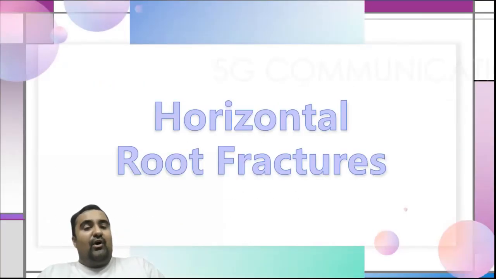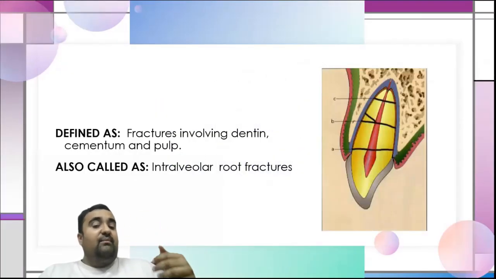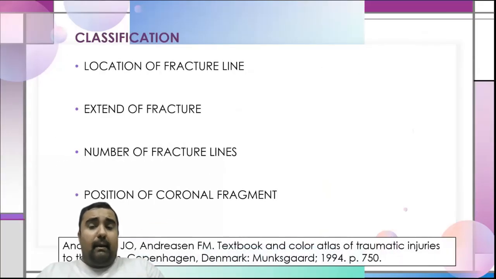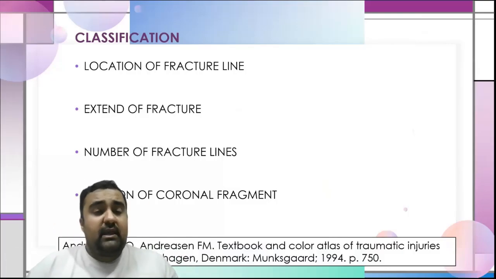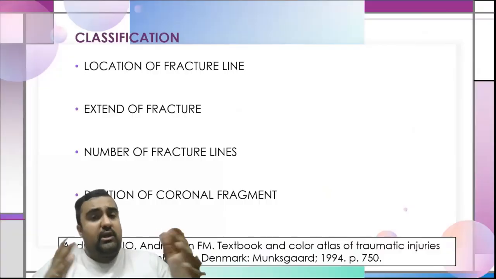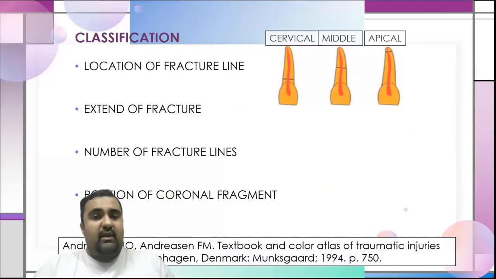Coming over to horizontal root fractures, they are defined as fractures involving dentin, cementum, and the pulp. It is also called intra-alveolar root fracture. Correct? What is the classification? It usually depends on the location of the fracture line, extension of the fracture line, number of fracture lines, and position of the coronal fragment.